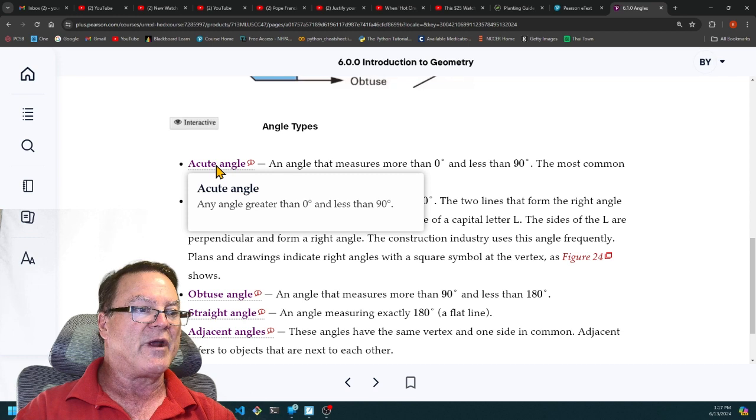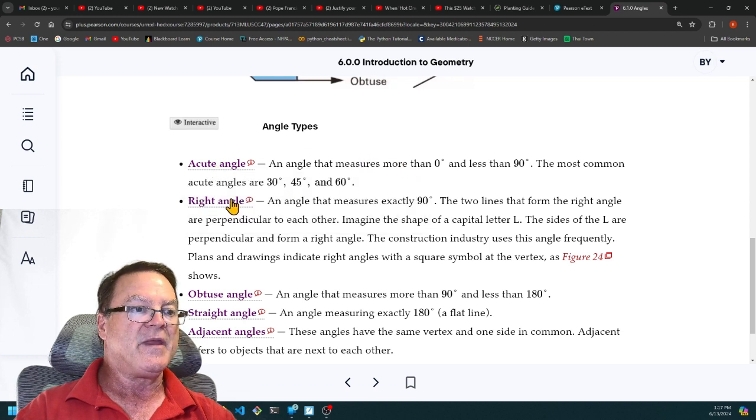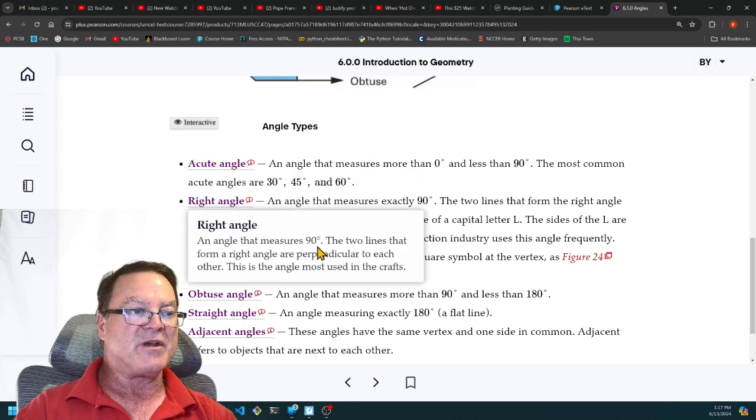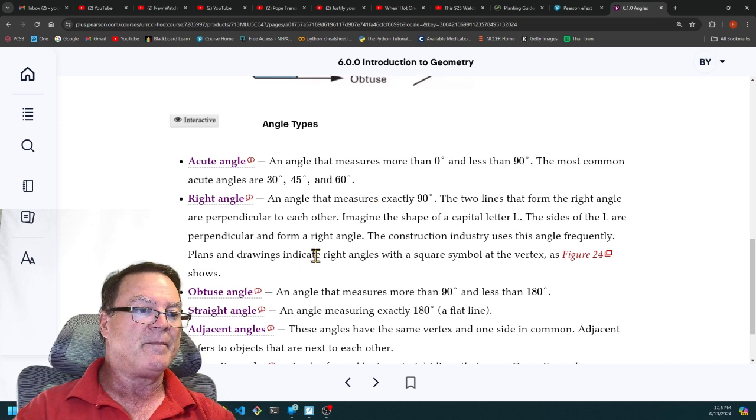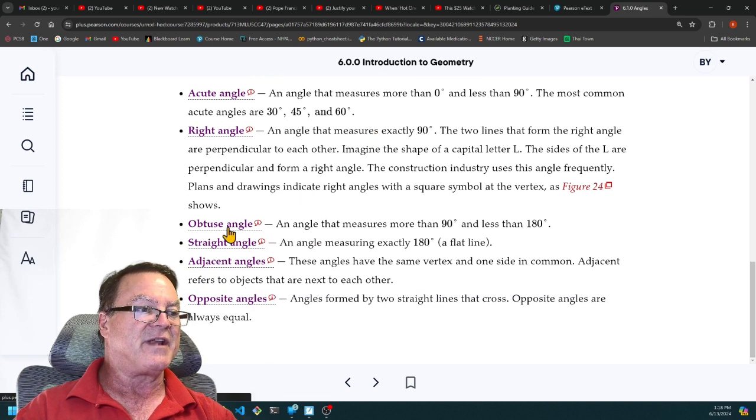Acute angle, any angle greater than 0 but less than 90. A right angle is an angle that measures exactly 90 degrees. The two lines that form a right angle are perpendicular to each other. This is the angle most used in crafts. You can think of an intersection at a light as being a 90-degree angle, or perpendicular to each other. An obtuse angle is an angle that measures more than 90 degrees but less than 180. A straight angle is an angle that measures exactly 180 degrees.